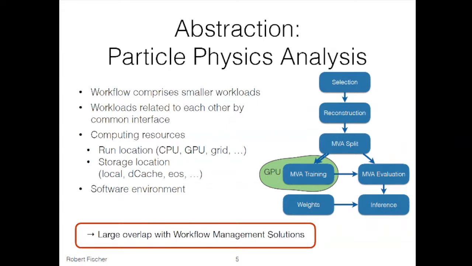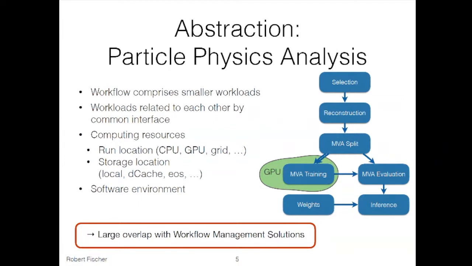So for this to do all these steps in the analysis, we need computing resources. We need CPUs, which we could do locally or on the grid. And we also might need something special for our deep networks, for example. We might need a GPU. And also we need storage. And all these steps might have different needs regarding the software which has to be available. And if we look at analysis in these terms, we see there's an overlap to workflow management systems.